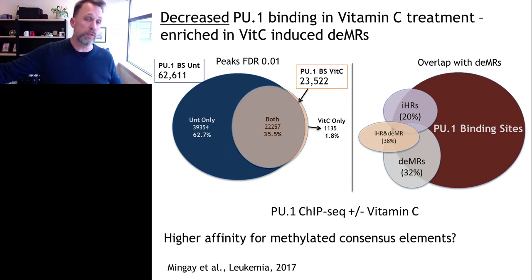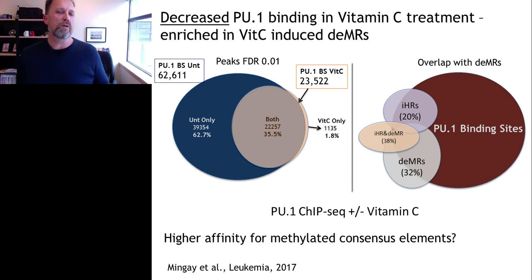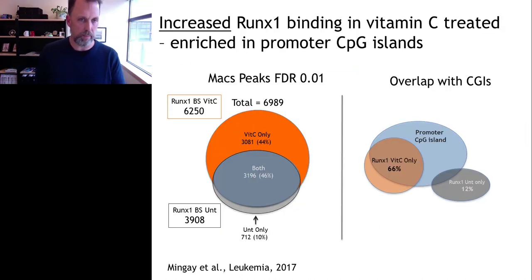And this is enriched in regions that lost DNA methylation following vitamin C treatment. What we're showing here is that in the untreated state, there are significantly more PU.1 binding sites than following vitamin C treatment. There are some that are maintained, and only a very small fraction, only 1.8% shown here, that are unique to the vitamin C treatment, suggesting that perhaps PU.1 is being recruited to its methylated element with more affinity than to the hydroxymethylated element.